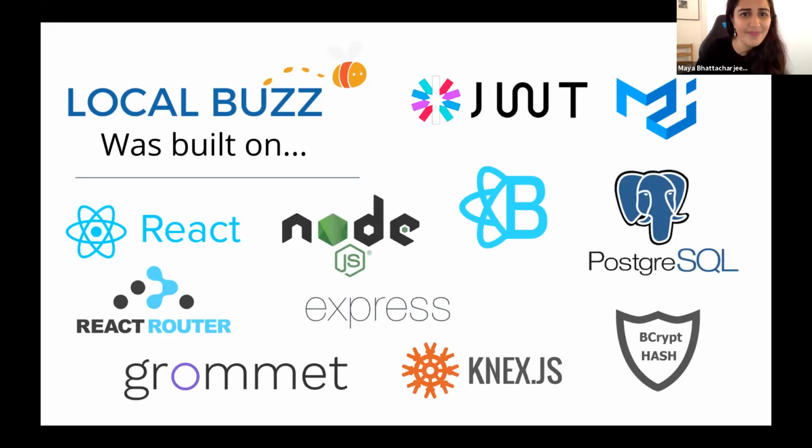Sorry. Local Buzz was built mainly in the front end using React components and React Router. We used Grommet and React Bootstrap as well. And then in the back end, we have JWT and Postgres as our database. We have bcrypt for encryption, and our API is built on Node.